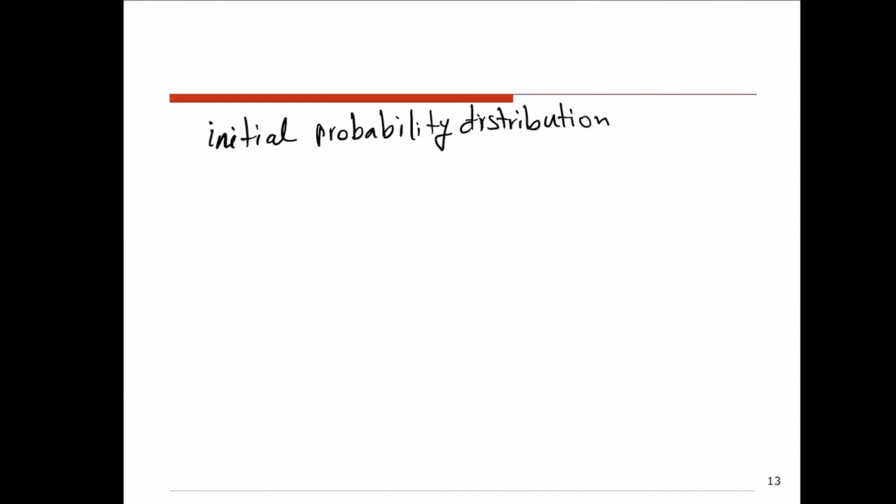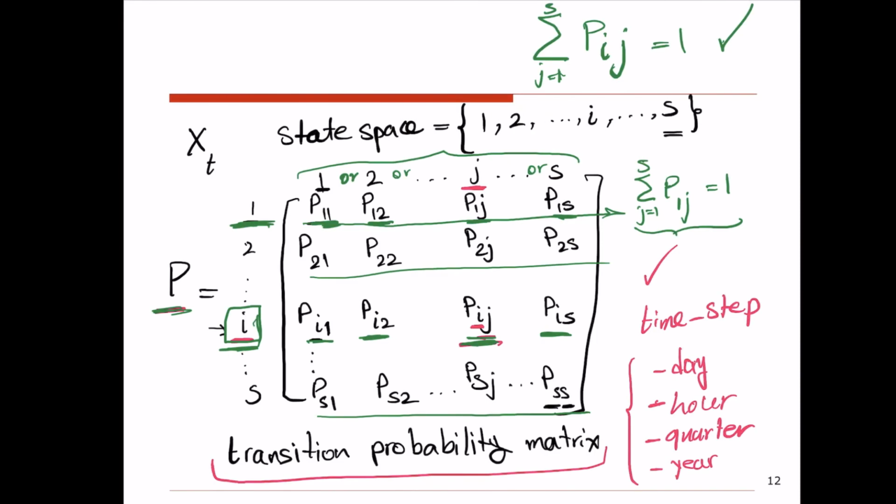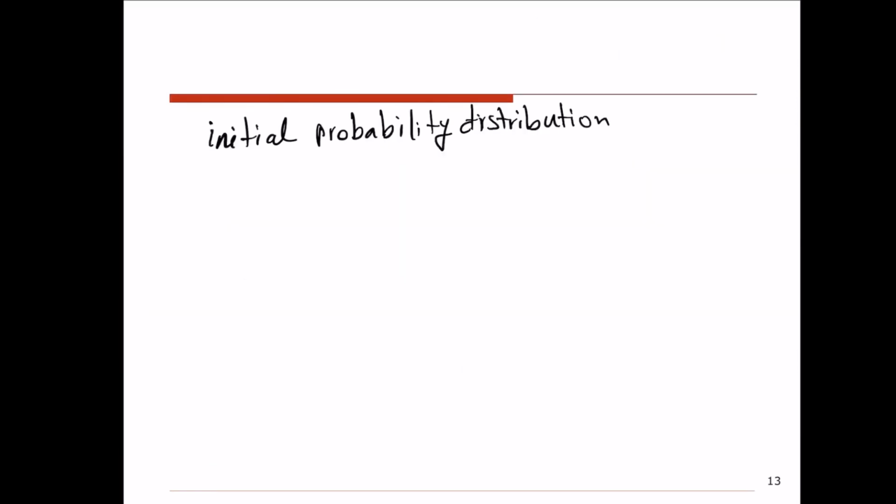I want to introduce one more concept, and that's the initial probability distribution. What is that? Everything I talked about in the transition probability matrix is about probabilities of transitions, meaning that if you are at state I right now, what is the probability that you end up at a typical state J? These are transition probabilities. However, at the very start, I don't know exactly where the system is. At time 0, the system can be in any one of those possible states.